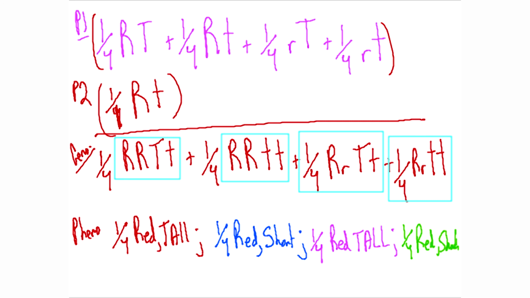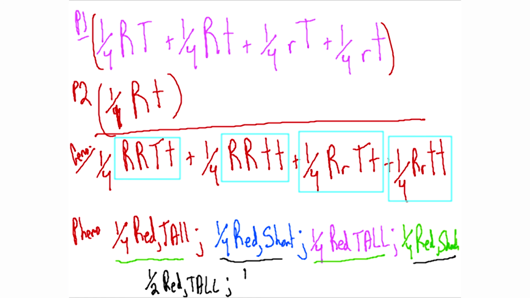Combining them together, 1/4 red tall, 1/4 red tall, or in other words, 1/2 are red and tall, red short, 1/2 are red and short.